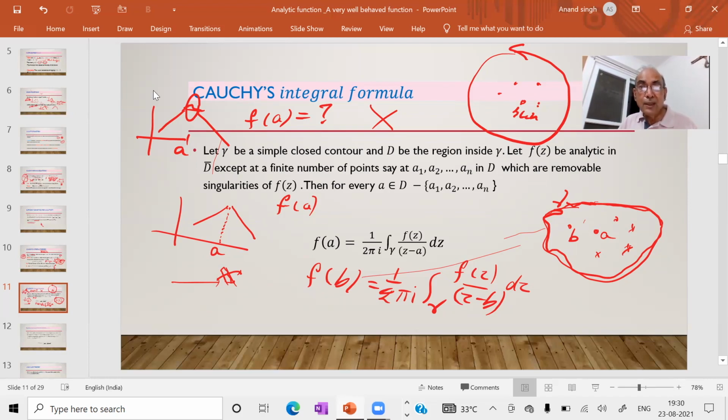And this particular theorem says that I can calculate f of a at any point that I want to calculate, provided I know something here. What is the formula? That is immediate. The thing is, because it is well behaved, there is some way I can calculate. And that's why I call it well behaved.